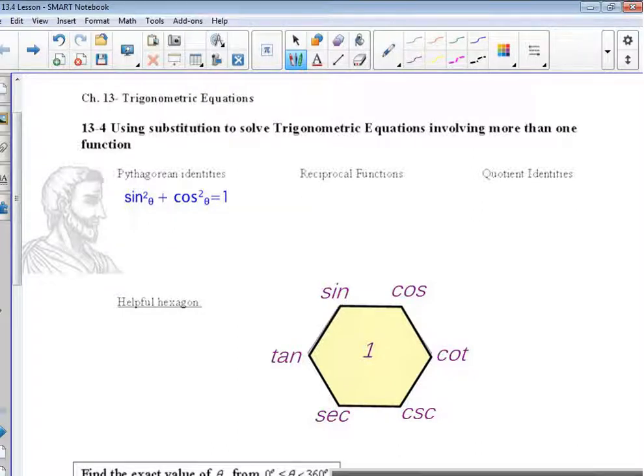The Pythagorean identities are formed by your sevens. So there's sine squared plus cosine squared equals 1. So we have that one. And then there's tan squared plus 1 equals secant squared. There's the second one. And then 1 plus cotan squared equals cosecant squared.